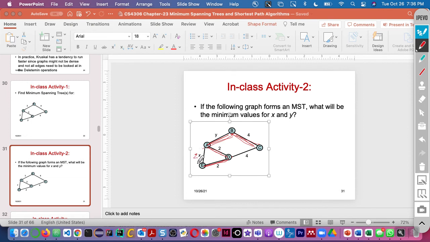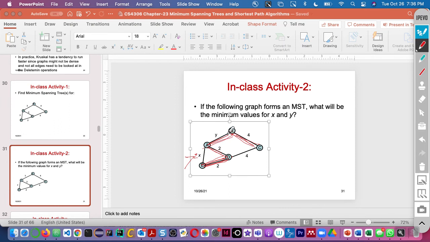If it is less than or equal to 2, then I could take this one. But my spanning tree says that I cannot take this one. So in that case, it is greater than 2. If we say integer value, then minimum value is 3.